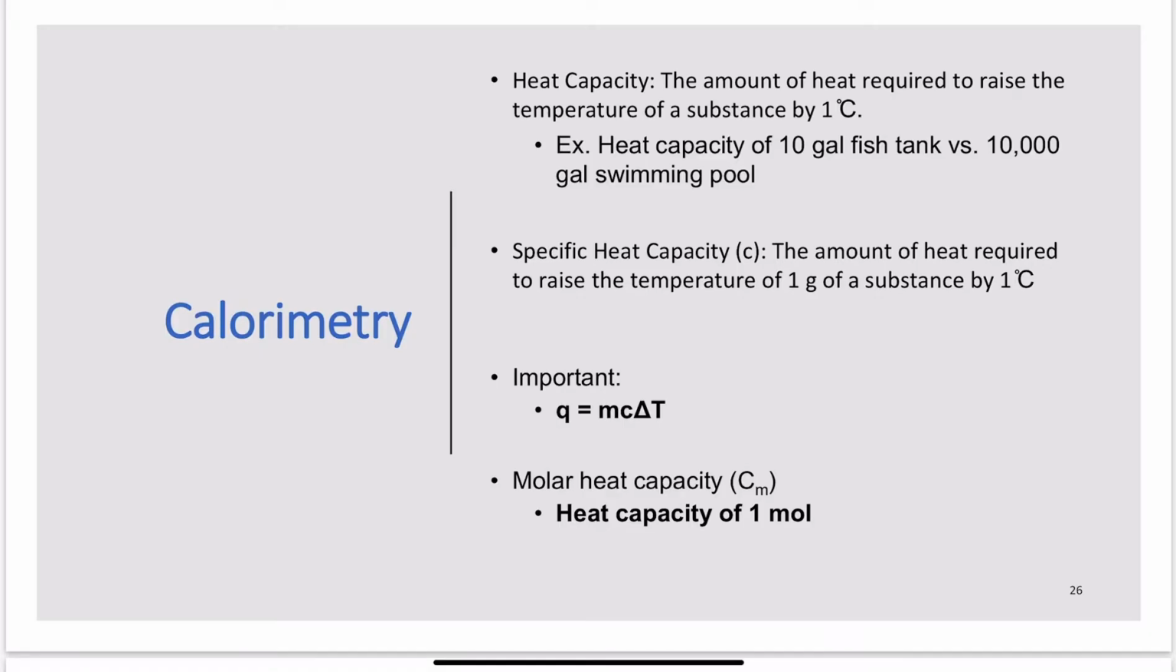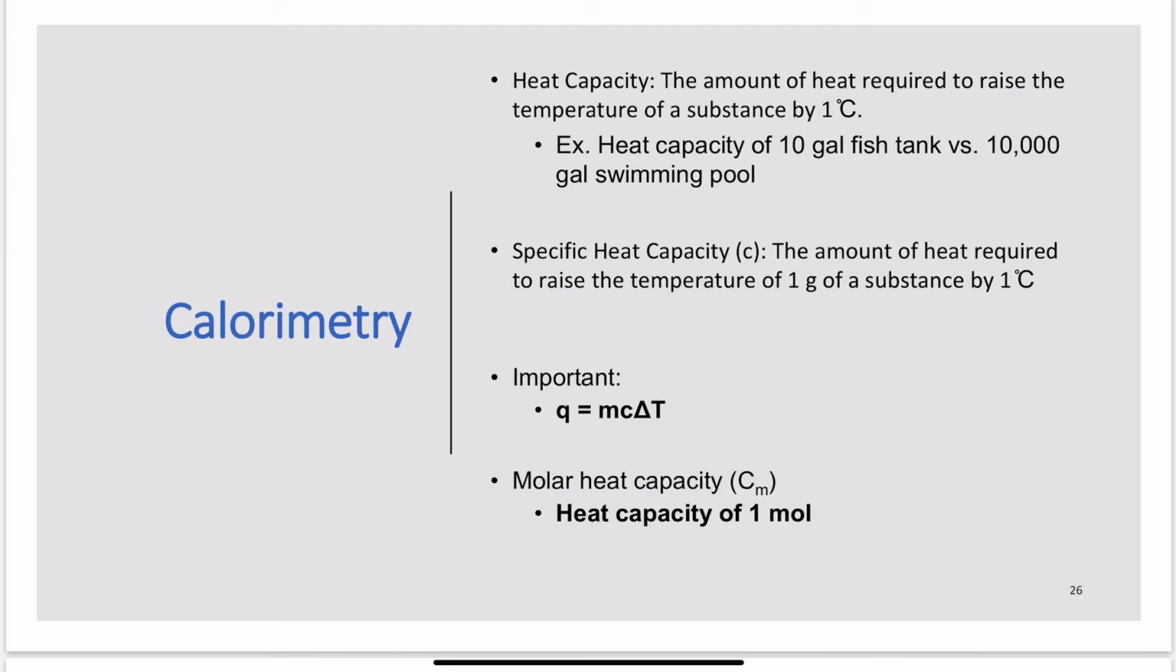The problem is that that's not very specific, because we could say, well, the heat capacity is this or that. Great, that's a relative concept though. If I have a 10,000-gallon swimming pool, it's going to take a lot of heat to raise that temperature, but that amount of heat is a lot compared to the fish tank. So instead, we talk about heat capacity in a general term, yes, but we often use specific heat capacity because it's the amount of heat required to raise the temperature of 1 gram of substance by 1 degree C. It's just more specific, because now I can compare that swimming pool to the fish tank. They're relative to each other now.